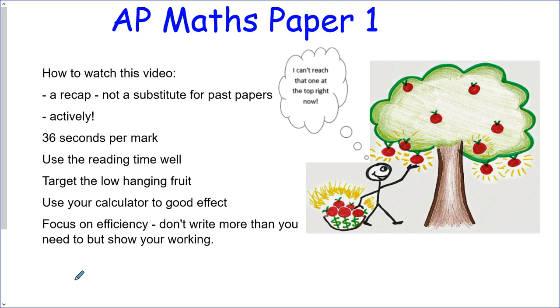Just remember that in AP Maths Paper 1, and in fact in Paper 2, you get just 36 seconds per mark. So it's really quite tight, and you need to use your reading time really well. During the reading time, you need to target the low-hanging fruit, those questions that you're easily going to be able to do. Equally, you need to identify questions that you really don't have a clue about, hopefully not, and leave those for the end. Get some marks behind you right up front.